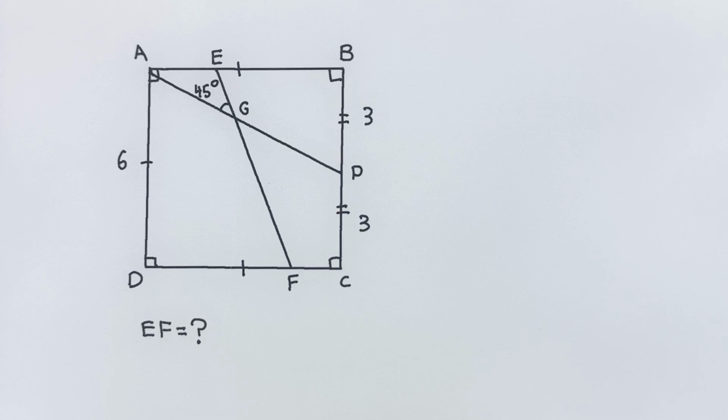In this problem, we are given that in square ABCD, P is the midpoint of BC, E and F are on AB and DC respectively. The side length of the square is 6, and angle AGE equals 45 degrees. What is the length of side EF?